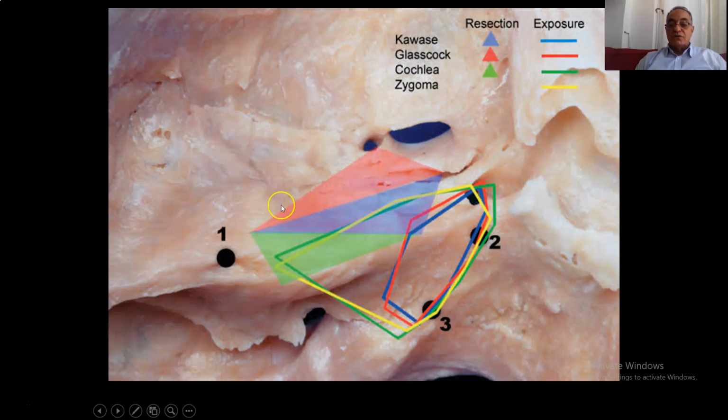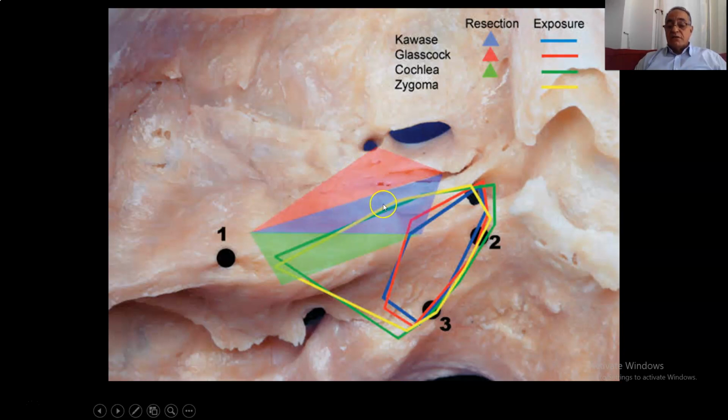And the triangle lateral to the greater superficial petrosal nerve, which is present posterior to the foramen ovale and the foramen spinosum, from the area called the arcuate eminence to the foramen spinosum, you get the Glasscock triangle. So what you need to know is that from the middle fossa, the petrous and lateral carotids can be exposed through two triangles. One medial triangle of Kawasi, Professor Kawasi, a very famous Japanese neurosurgeon, and from lateral we have the Glasscock's triangle, which is lateral.